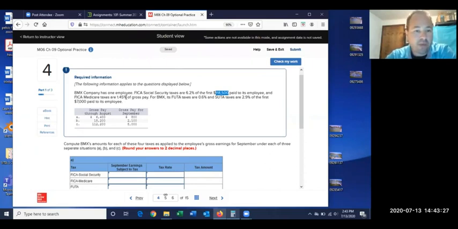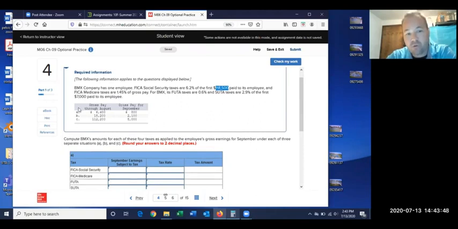The Medicare rate, remember there's no cap on that. The FUTA and the SUTA rates are given, and they say that both of them are capped at 7 grand. And so all those caps are going to come into play with one of our 3 employees. So what they give us here is 3 employees, A, B, and C.